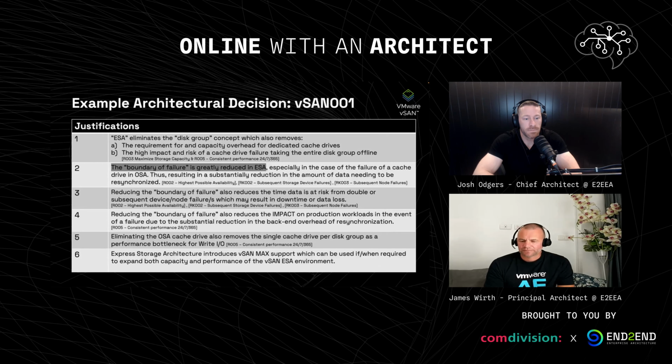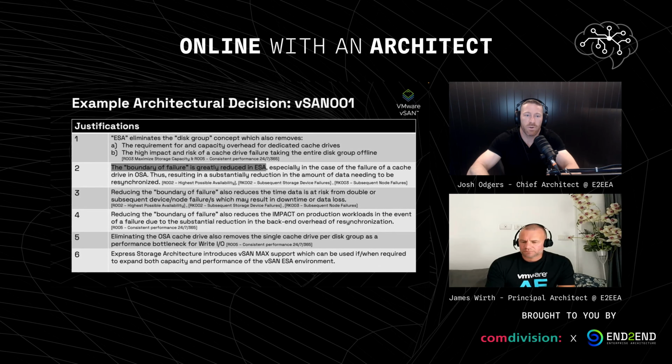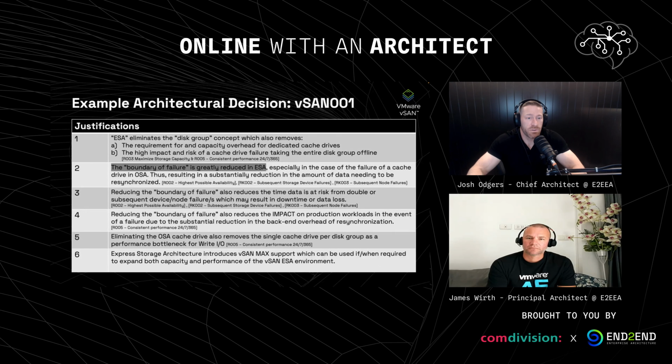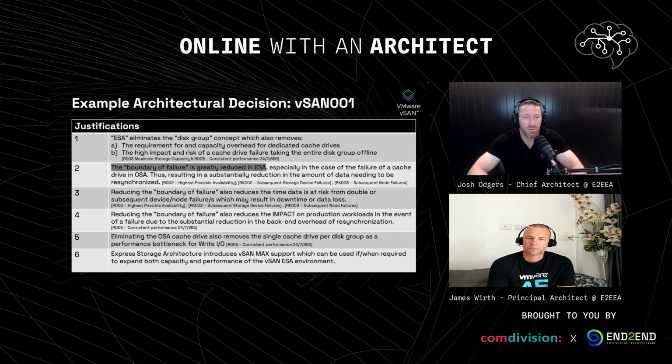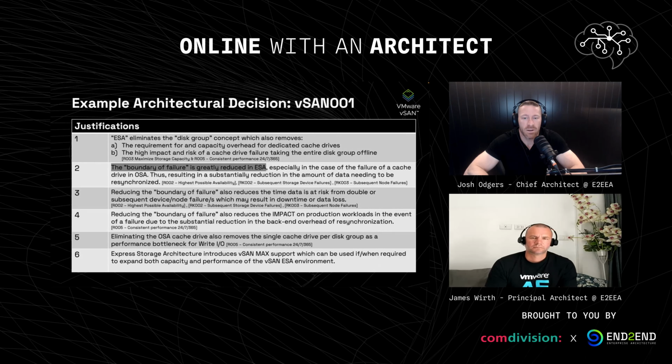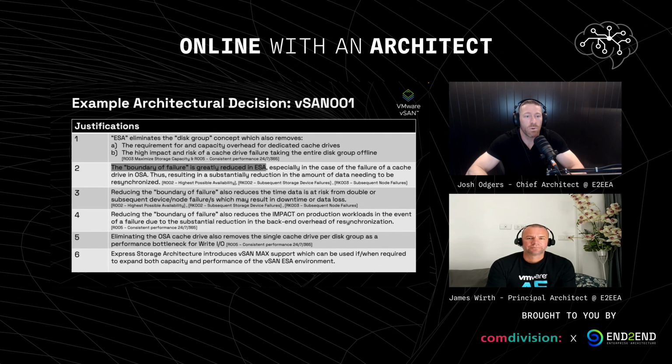I think for those listening, if you're not familiar with disk groups, you've got a cache drive and capacity drives. So if you've got, say, one cache drive and then you've got, say, 7 capacity drives, which is the maximum, and you lost your cache drive, you would lose all 7 drives.